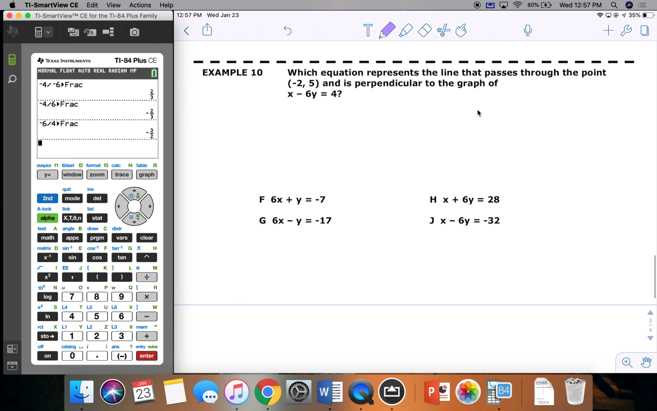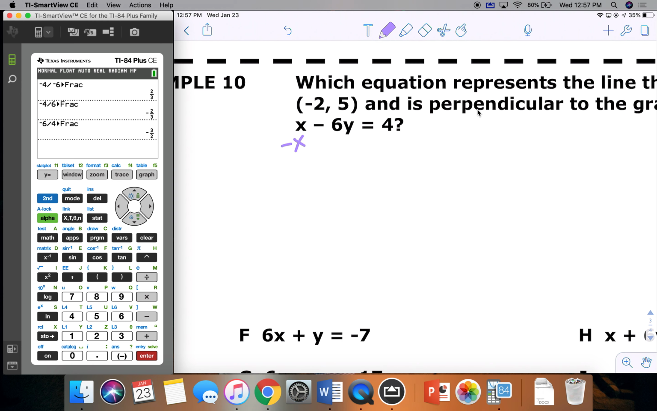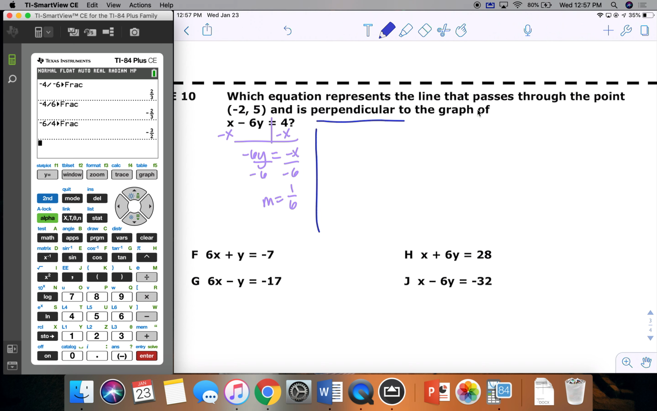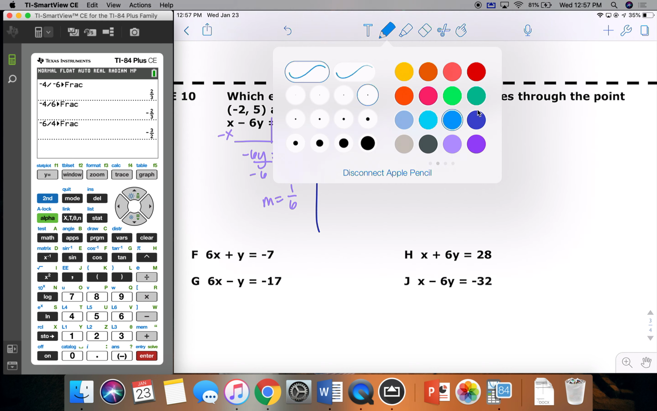And example 10 is the last one. They give us a point and they want it to be perpendicular to this graph in standard form. So first I need to figure out what my slope is. So -6y and -x, divide by -6. So my m value is a +1/6. So for it to be perpendicular, we need to flip the slope, which would be a -6, and then I have my point -2, 5 for my x1, y1.